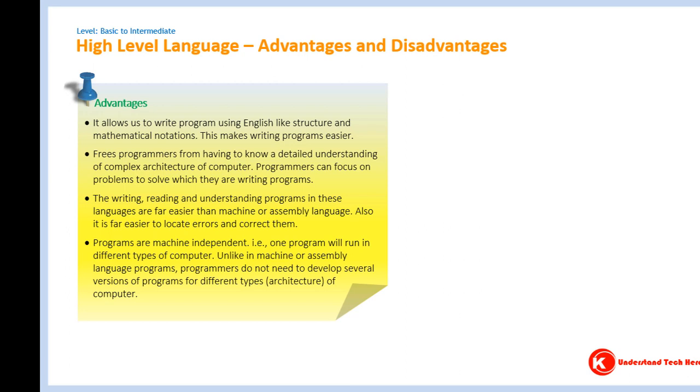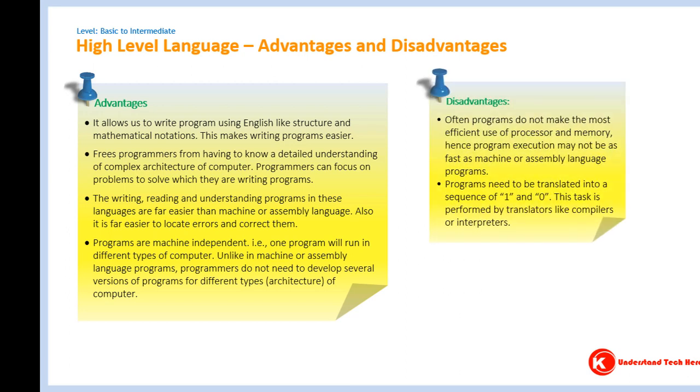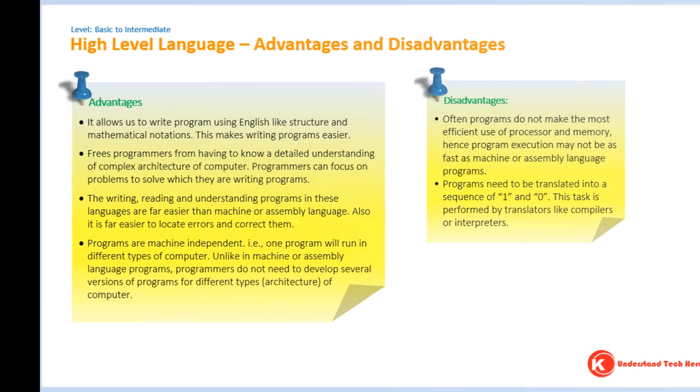Disadvantages, yes, few. Often programs do not make the most efficient use of processor and memory, hence program executions may not be as fast as machine or assembly language programs. Programs need to be translated into sequence of ones and zeros. This task we discussed earlier is performed by translators like compilers or interpreters.